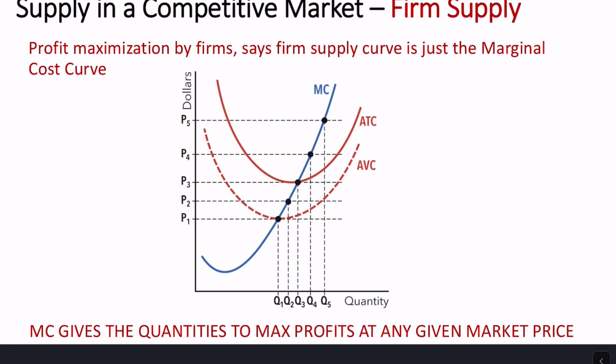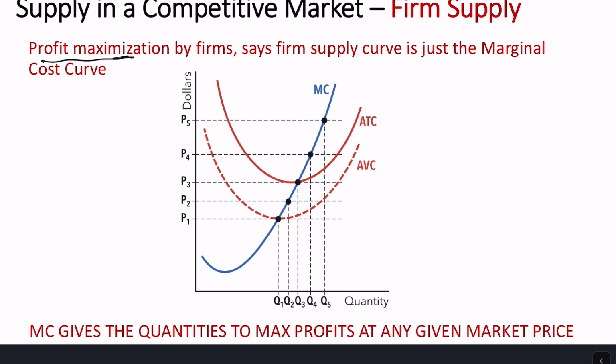In this video, we're going to construct supply curves for an individual firm and a supply curve for the market. We're going to start with the firm. Profit maximization by firms says that the firm supply curve is just going to be the marginal cost curve. So what does a supply curve tell us?